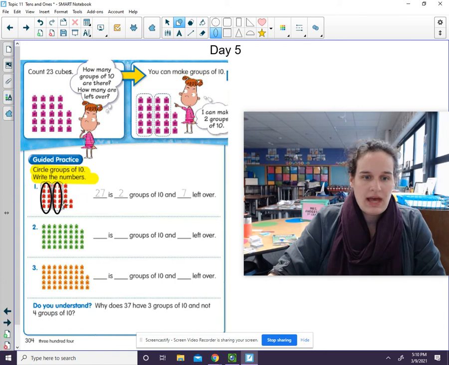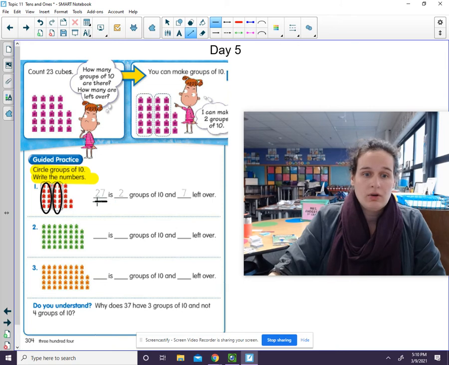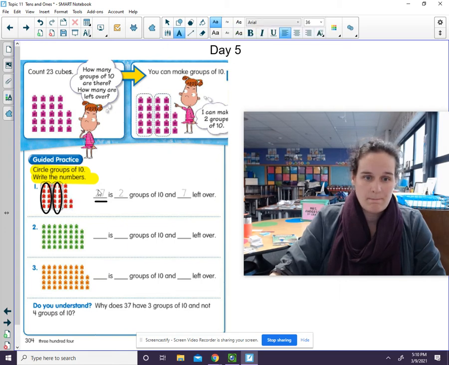Well, we have to notice what it's asking for us to do right here. It says blank is blank groups of 10 and blank left over. Okay, well, they want the total first. The reason why I can tell they want the total first is because then it says is, and is like equal to. So we have 10, 20, 21, 22, 23, 24, 25, 26, 27.